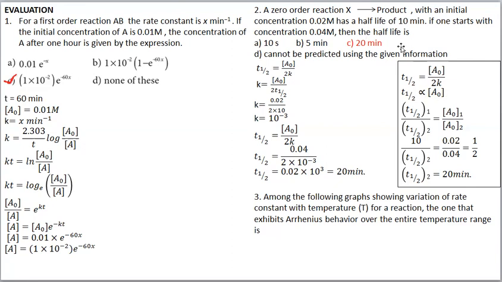For two different conditions, we can write, first condition, or first experiment, T half 1 is directly proportional to A01. Similarly, T half 2 is proportional to A02. Then we can divide these two values. Okay, so we'll get T half 1 divided by T half 2 equal to A01 by A02.